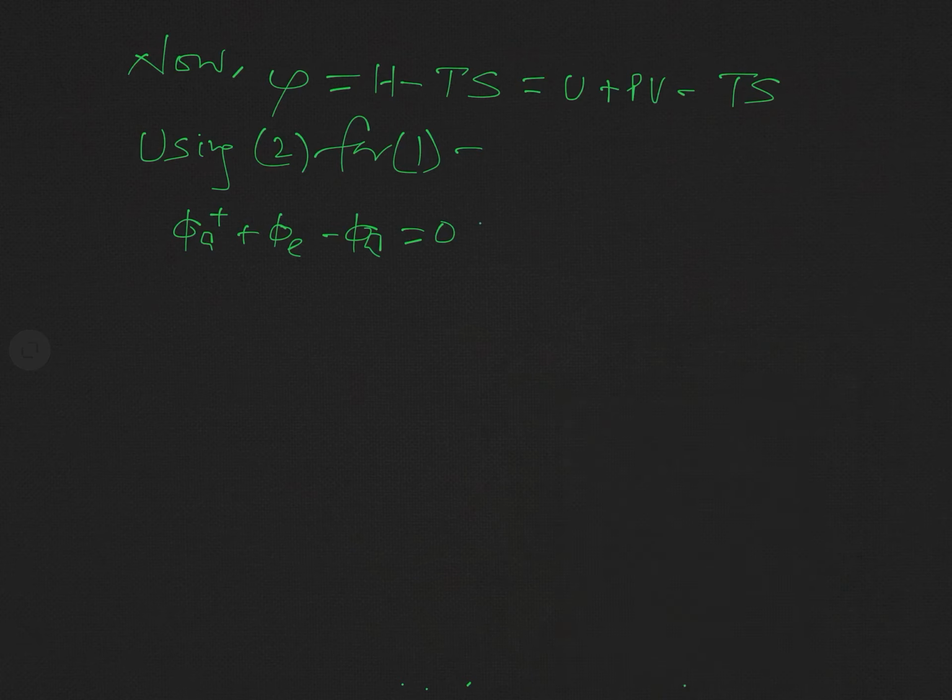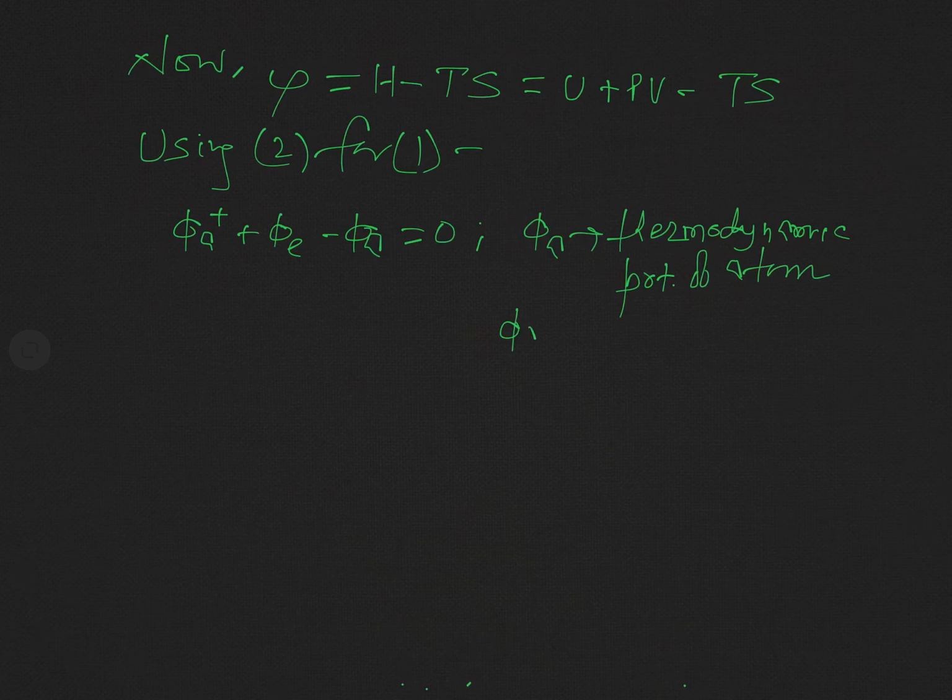Actually, in this equation, this phi A represents the thermodynamic potential of the atom, that is the neutral atom, and like that phi A plus refers to the thermodynamic potential of the ion. And phi E denotes the thermodynamic potential of the electron. Call this equation 3.